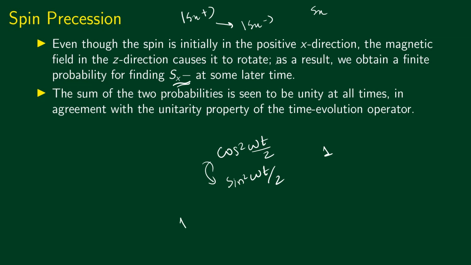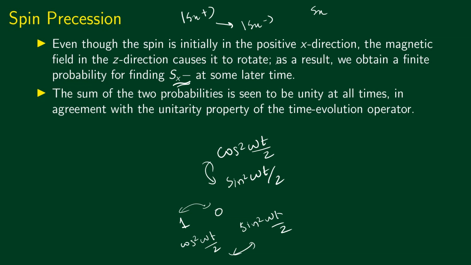So initially the probabilities were 1 and 0. Now the probabilities at a later time t are cos square omega t by 2 and sin square omega t by 2. Initially the probabilities added up to 1. At a later time also the probabilities add up to 1. Okay. Now this is in agreement with the unitarity property of the time evolution operator.